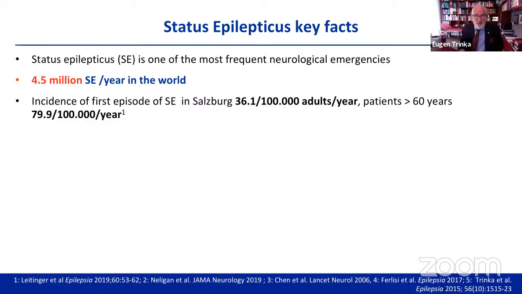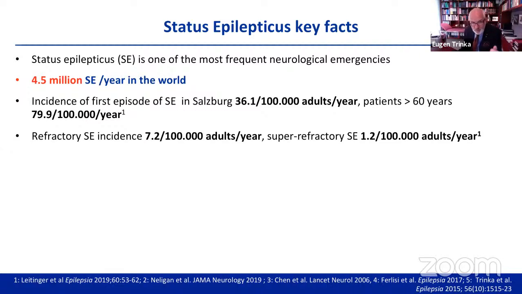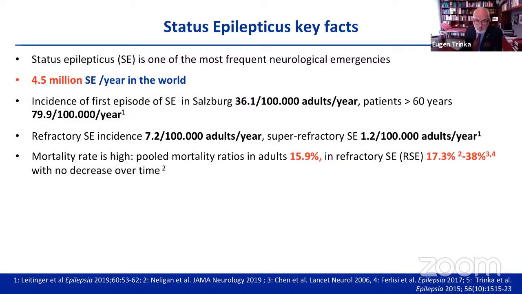So at this incidence, it's no longer a rare disease. You know, the limit for rare diseases is 50 per 100,000 per year as a prevalence. So this is incidence rates. And the refractory status, which is a therapeutic problem, and you will hear Jakob Christensen's talk about this, is 7.2 per 100,000, and super refractory is even rarer. So in a small city, it's about once a year.